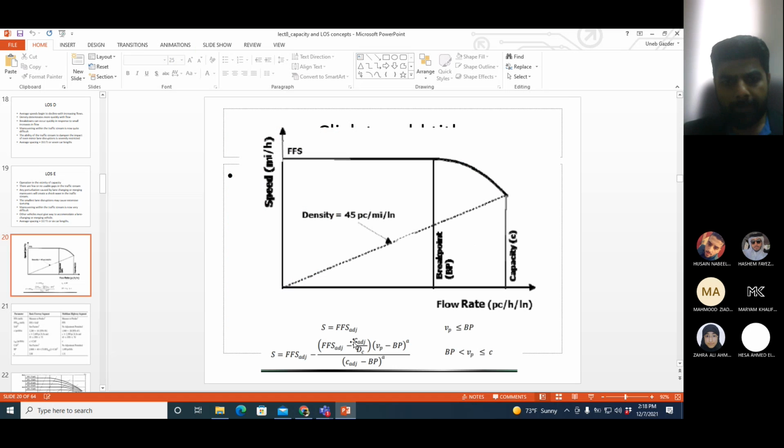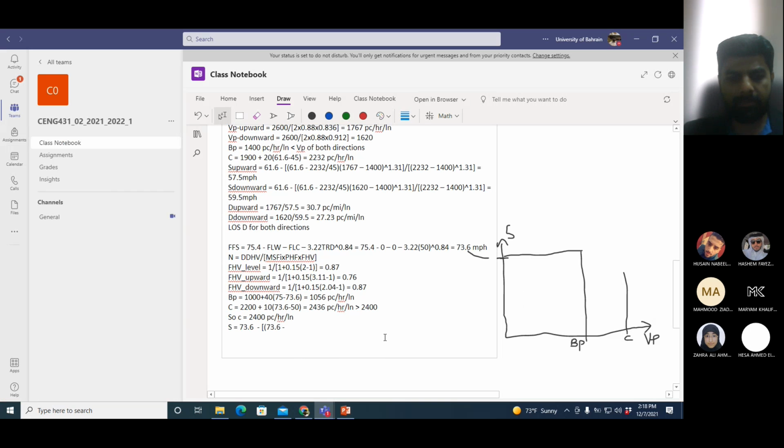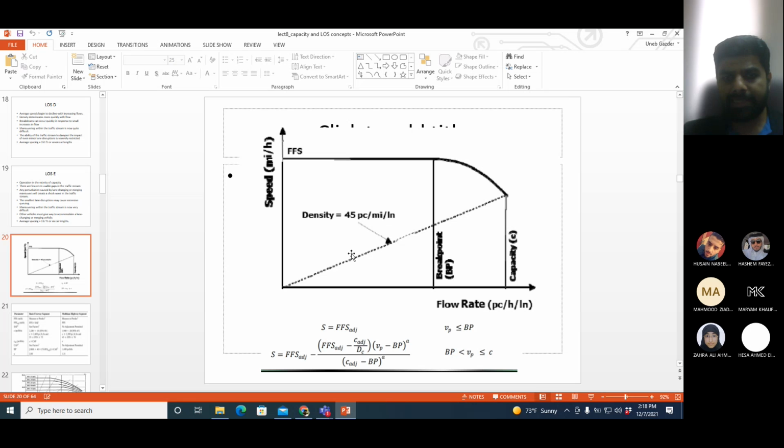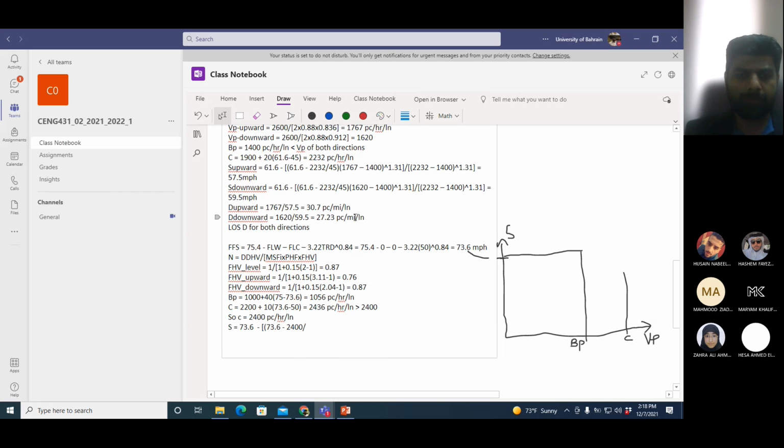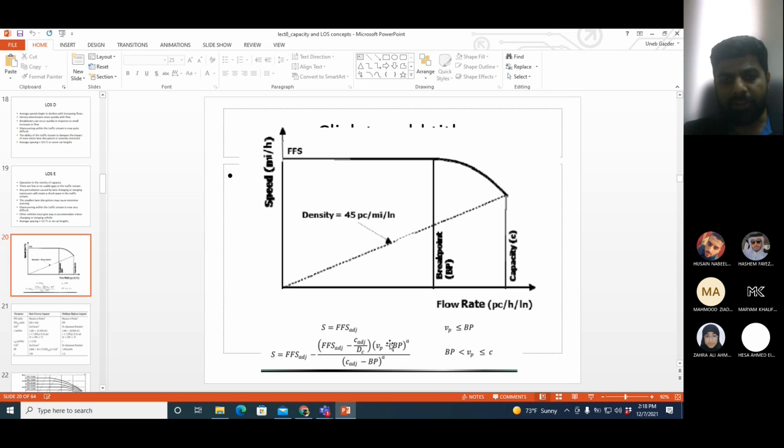Now capacity you already calculated, and then you said we will take the maximum 2400 divide by density at capacity, which is fixed at 45. So this will not change. Then you multiply VP, and this is the value you are changing. So now you will select a value which is more than the breakpoint and up to capacity. You are calculating the value of speed at different values of VP.